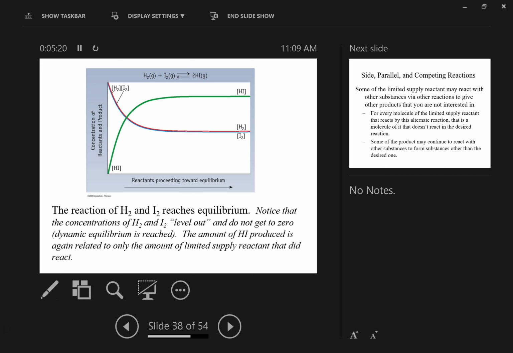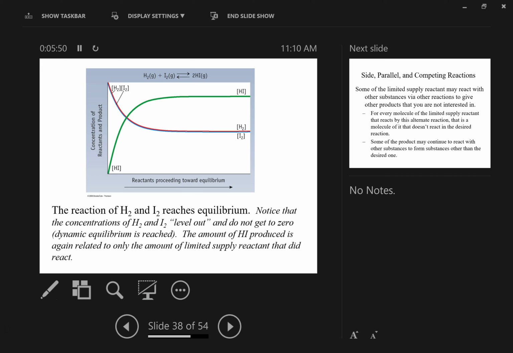So as we start out, notice we have all of the reactants, H2 and I2, and none of the product. Let time unfold, and notice that at some point I can draw a line here, maybe about here, where the concentrations level off. That's to say the amount of HI we're going to reach is constant. That's what we say is equilibrium. And the amount of H2 and I2 left is also constant.